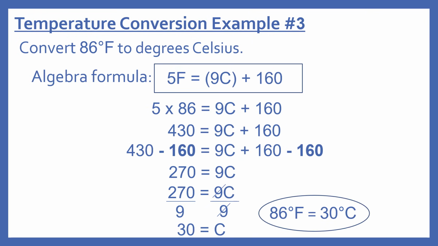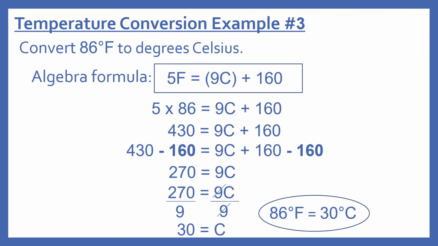And now we'll look at the same example with our algebra formula. Convert 86 degrees Fahrenheit to degrees Celsius. Our algebra formula is 5F equals 9C plus 160. So 5 times 86 equals 9C plus 160. We're plugging in for our Fahrenheit there. 5 times 86 is 430. And then we have 430 equals 9C plus 160.